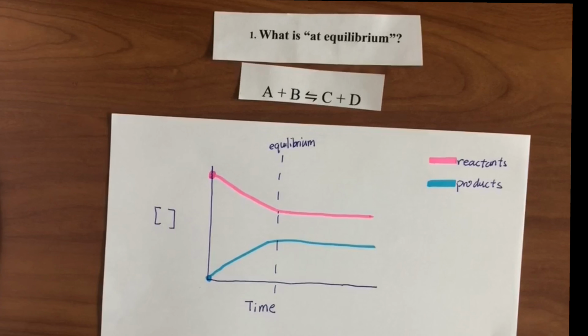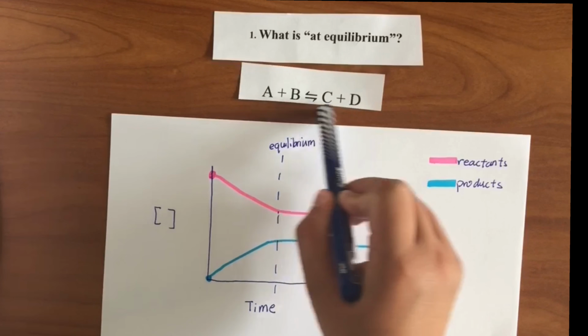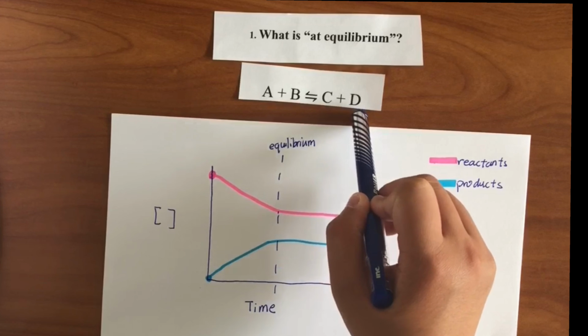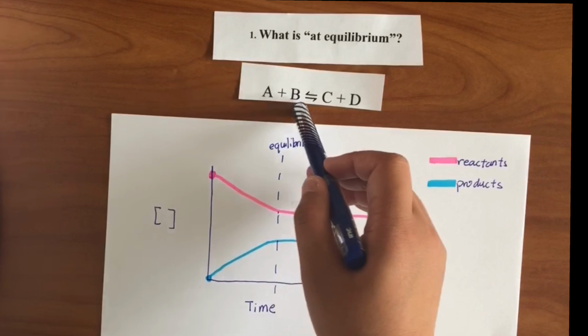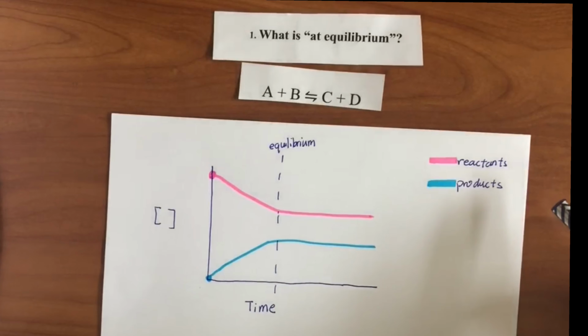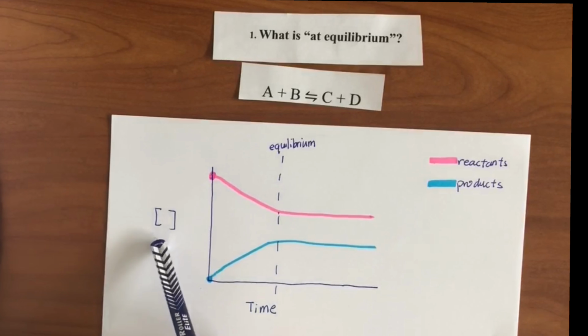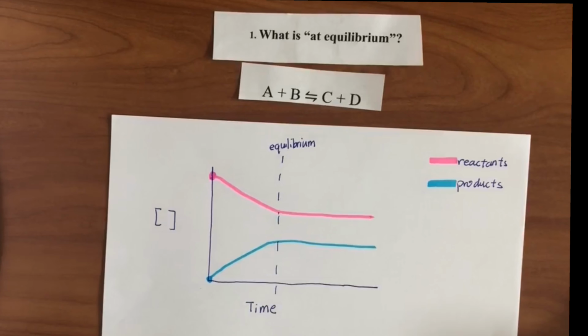So first, what is at equilibrium? Equilibrium is when the rate of the forward reaction, the arrow going this way, producing C and D, and the rate of the reverse reaction producing A and B are constant. For example, we have this concentration versus time graph.